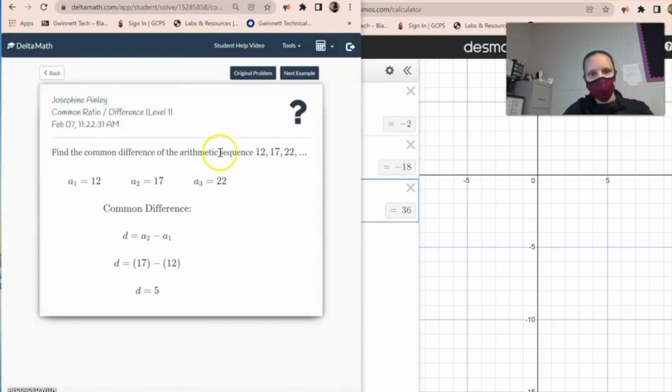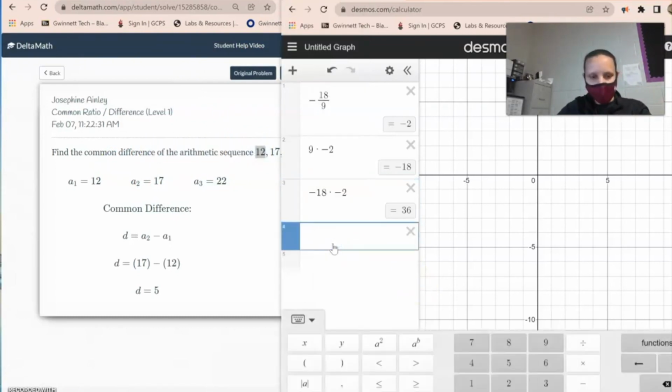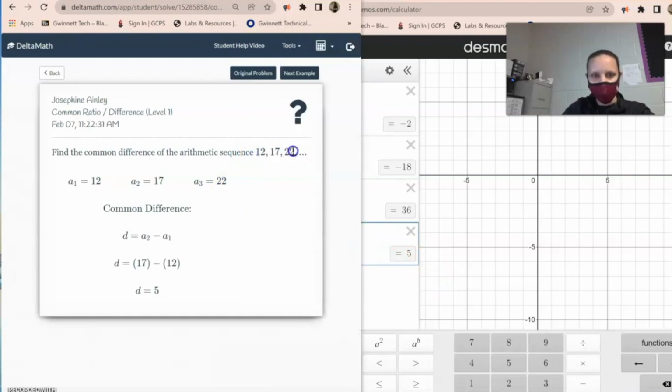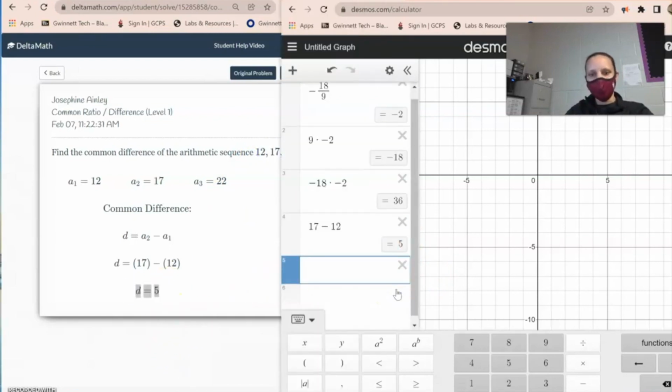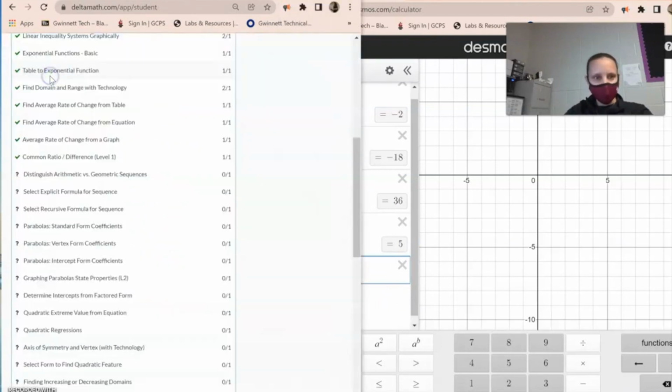Okay, common. So if it was an arithmetic sequence, it would mean the second number minus the first number will be your common difference. Second number minus the first number, which is 5. So my common difference is 5, meaning every time I add 5, I get the next number. See? Common difference is 5. So second number divided by the first number if it's geometric. Second number minus the first number if it's arithmetic. All right. Distinguish between those two.